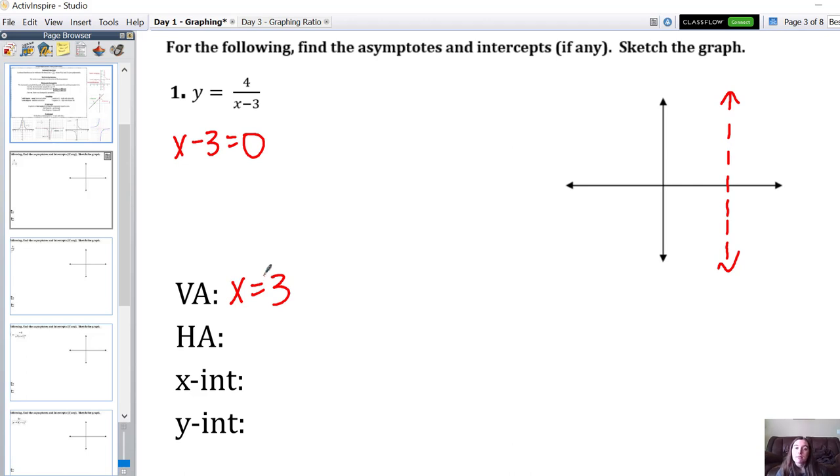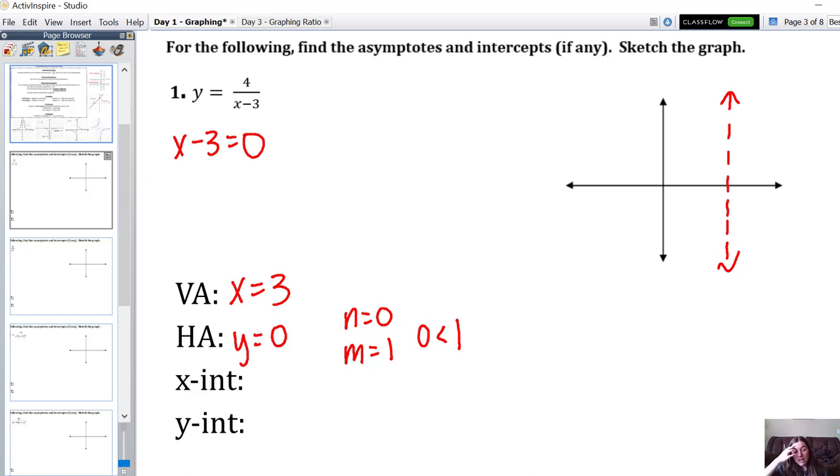For the horizontal asymptote, we look at the degree of the numerator and the degree of the denominator. There are no x's in our numerator, so the degree there is 0. In the denominator, there's only one x. It's not squared, it's not to the third, it's just to the power of 1. So the degree of the denominator is 1. Since 0 is less than 1, we have a horizontal asymptote at y equal to 0.